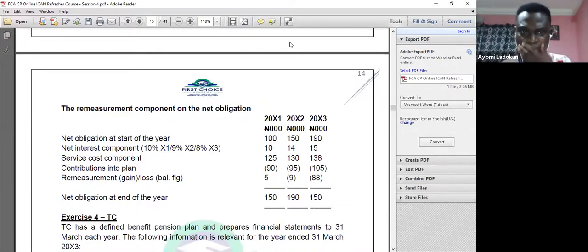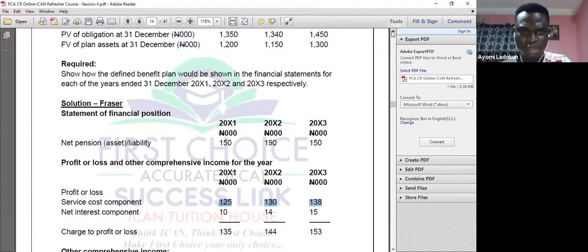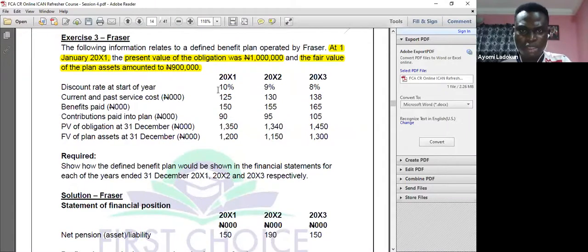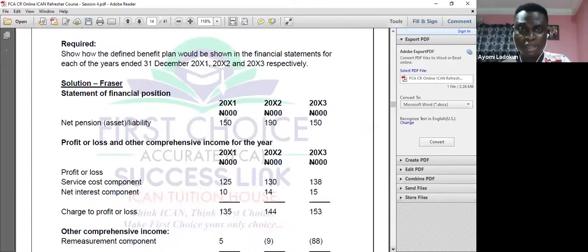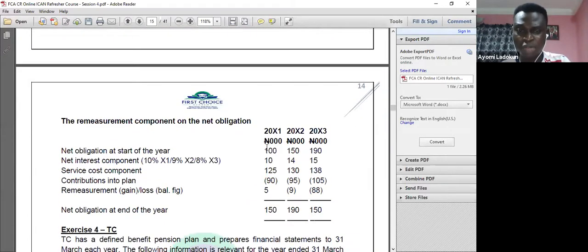Let me see this question. This 10% of what gives 10, 14, and 15, okay? Let's see. You calculate 10% of the 100 in year one, when you net off your plan obligation and plan asset. I'm sure you understood how we got this 100, Abby. Can I do that again? They said the plan obligation at the start of 20x1 is 1 million, and the fair value of the plan asset is 900,000. Okay, so you net it off. We are just following the pro forma, so that's why we have this 100.